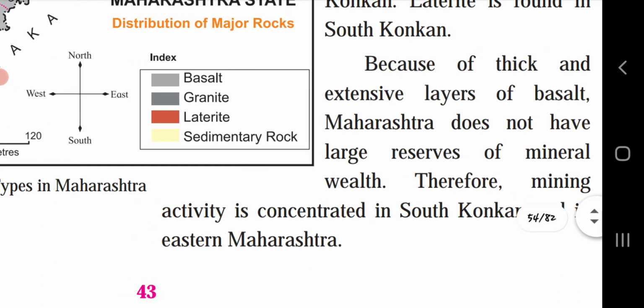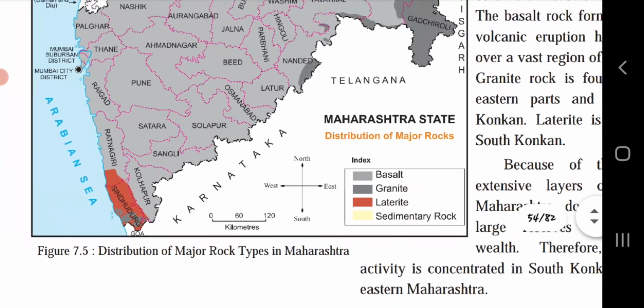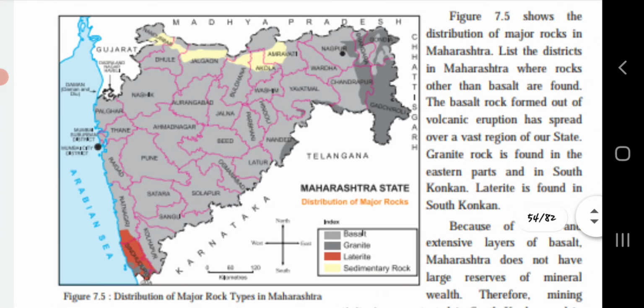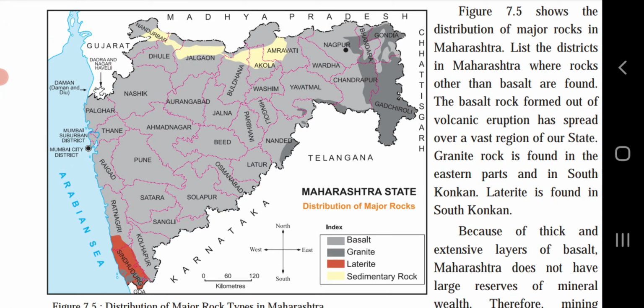So this is the index which they have given. The light grey color is basalt, the dark grey color is granite, red color is laterite, and the yellow color is sedimentary rocks. Let's see the map. From the index you can come to know that basalt rock is found maximally in Raigad, Ratnagiri, Kolhapur, Satara, Sangli, Solapur, Pune, Thane, Palghar, Nashik, Dhule, Aurangabad, Ahmednagar, some parts of Jalgaon, Buldana, Jalna, Beed, and many places. The light grey color denotes that the basalt rock is there.